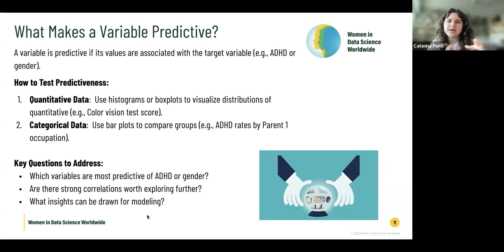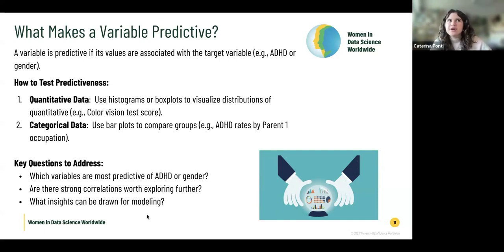You can put them in a scatter plot and look for correlations between the two variables. If they're strongly correlated, they might overlap in the information they provide to the model. So that's really important to notice. For categorical data, you can use bar plots to compare groups. You can use, for example, ADHD rates by parent one occupation.